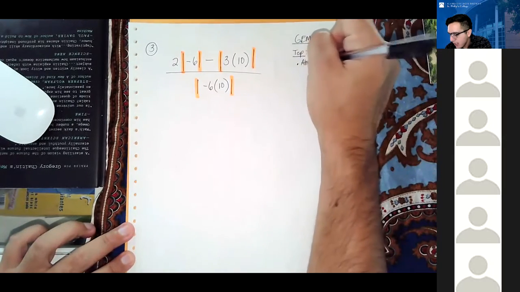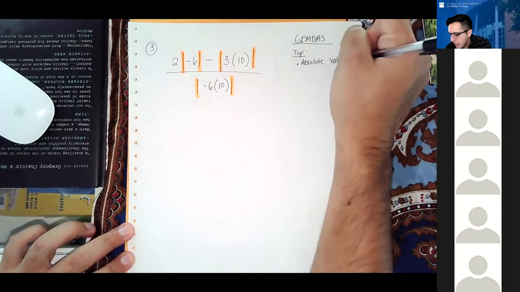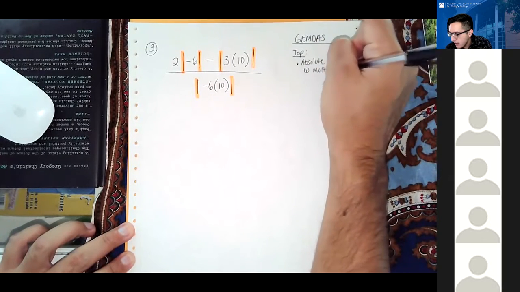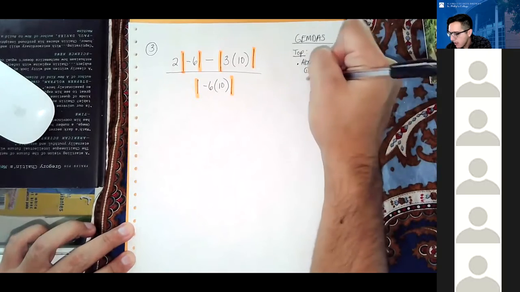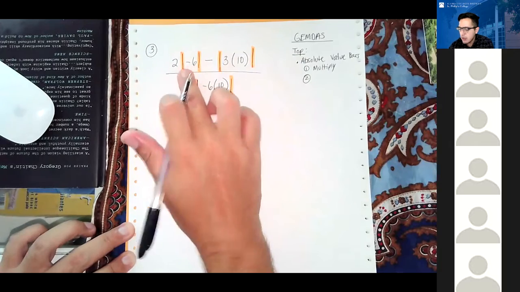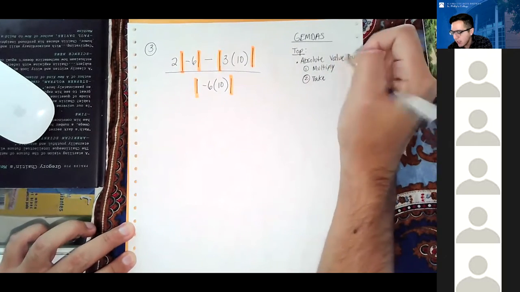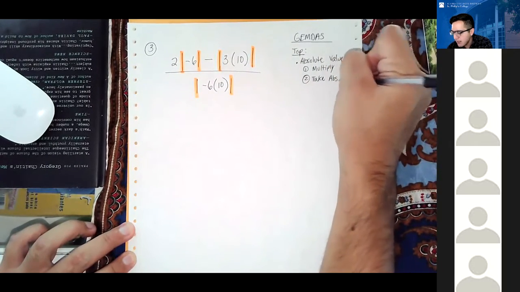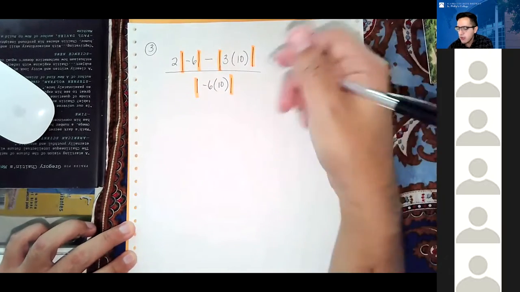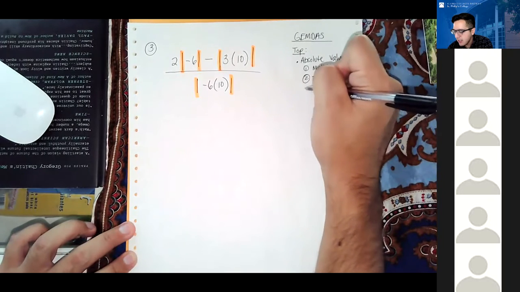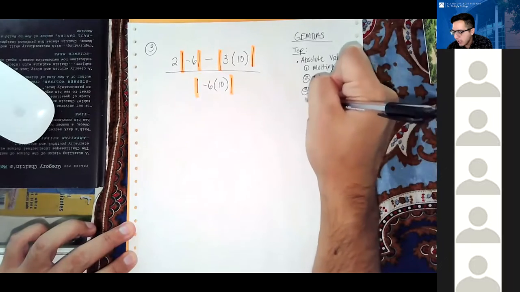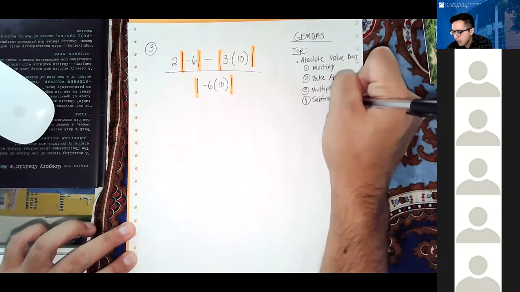So in the absolute value bars, we'll start with the multiplication. Once we multiply this out, we'll just have a single number in this absolute value bar, so we can actually evaluate the absolute value. I'm going to put abs value here. And then we can go ahead and do whatever multiplication we have next, and then finalize this with the subtraction, and that will take care of the top.